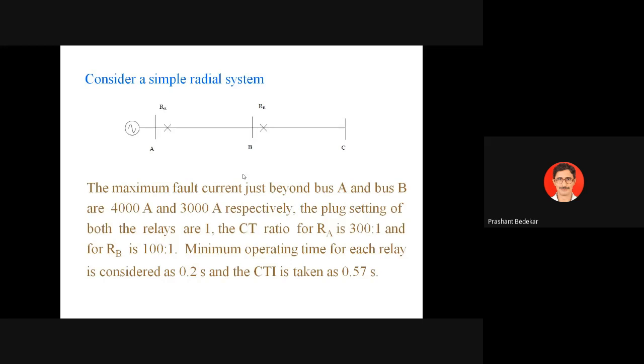The CT ratio for relay RA is 300:1, and that for relay RB is 100:1. These are the CT ratios associated with the relays. Minimum operating time for each relay is to be considered as 0.2 second, and CTI, the coordination time interval, is to be taken as 0.57 second. We will formulate this problem.